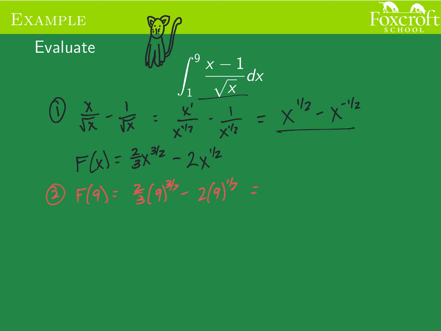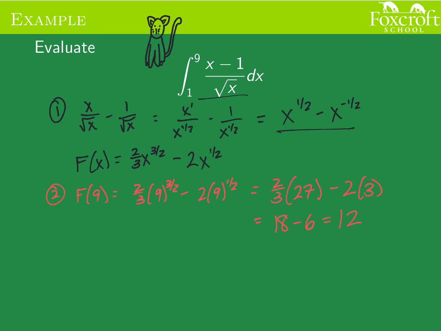And remember, the 1/2 power is the same as the square root, so it's going to be 2/3 times 9 to the 1/2 is 3. 3 cubed is 27. Minus 2 times 9 to the 1/2 is just 3. So we're going to do some simplifying. This is going to be, let's see, 27 divided by 3 is 9, times 3 is 18. Minus 6 is 12. All right, so if I plug in that first value, I get 12.